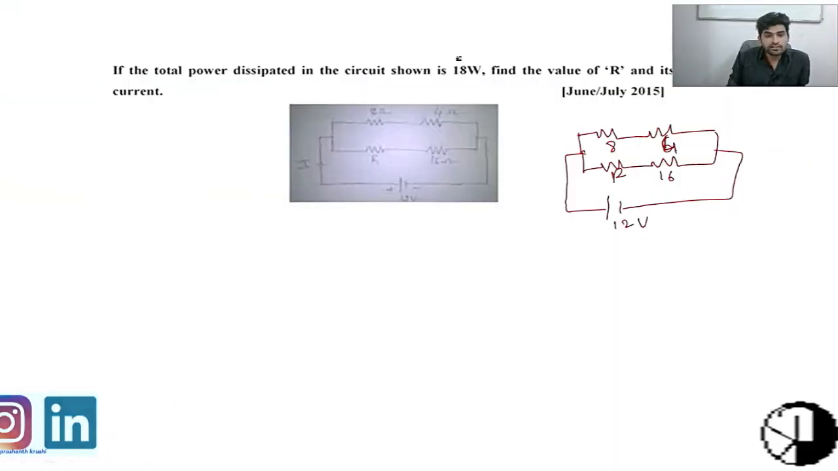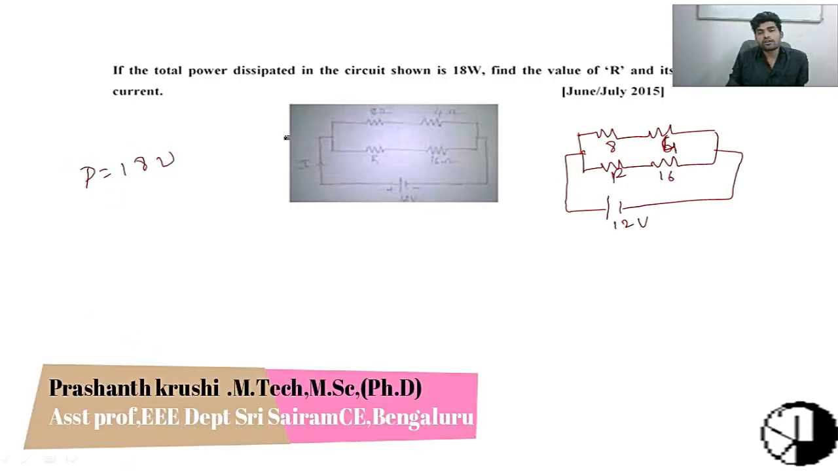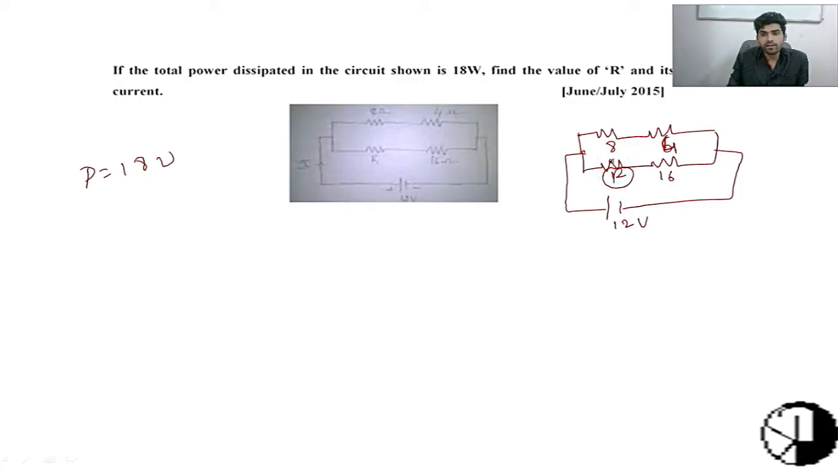The question is given like this: if the total power dissipated in the circuit is 18 watts, find the value of R. This R value we need to calculate, and its current I we need to calculate. So by using power we can calculate current, right?